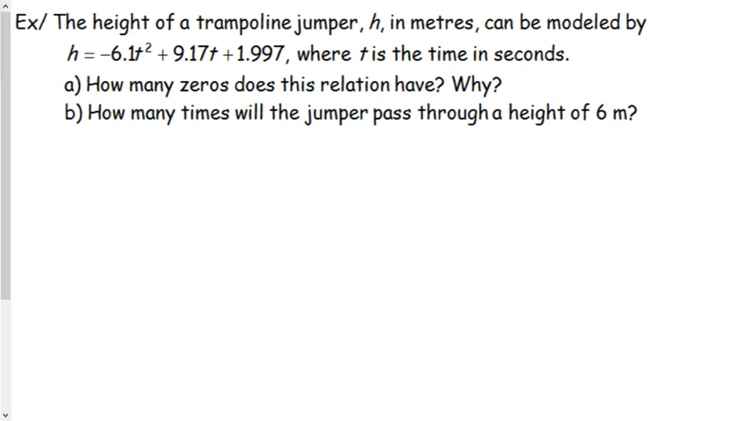Okay, let's put this in perspective of a thing that's a little more of a real-world scenario, so we're not just dealing with numbers and unknowns here. The height of a trampoline jumper, so someone jumping on a trampoline, h, that's their height, in meters, can be modeled by negative 6.1 t squared plus 9.17 t plus 1.997, where t is the time in seconds. How many zeros does this relation have?